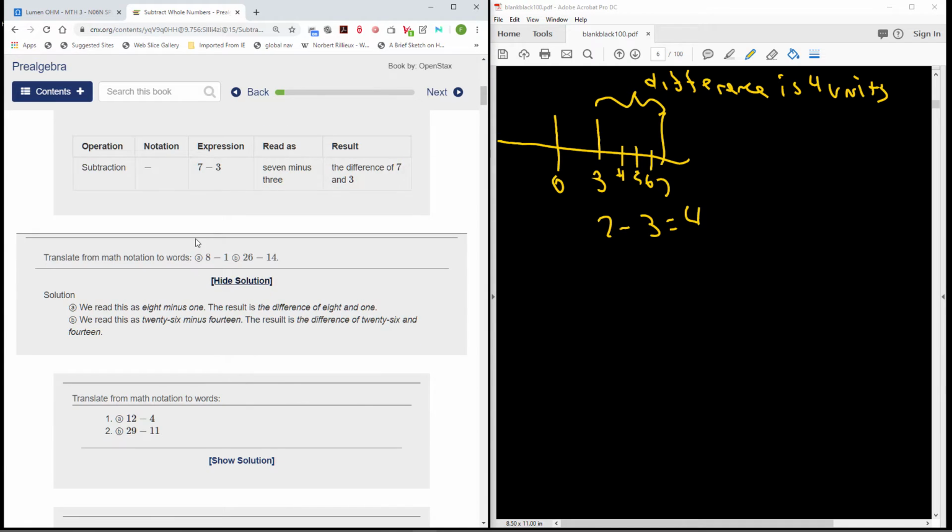Okay. So translate into words, we have 8 minus 1. That's how you would say that. Or you could simply say the difference of 8 and 1. The next one here we have 26 minus 14. The result is called the difference of 26 and 14.